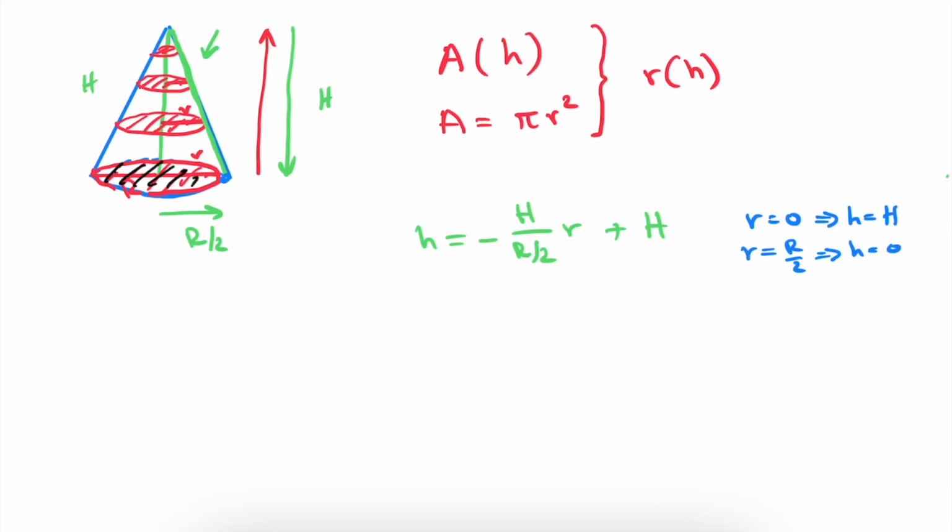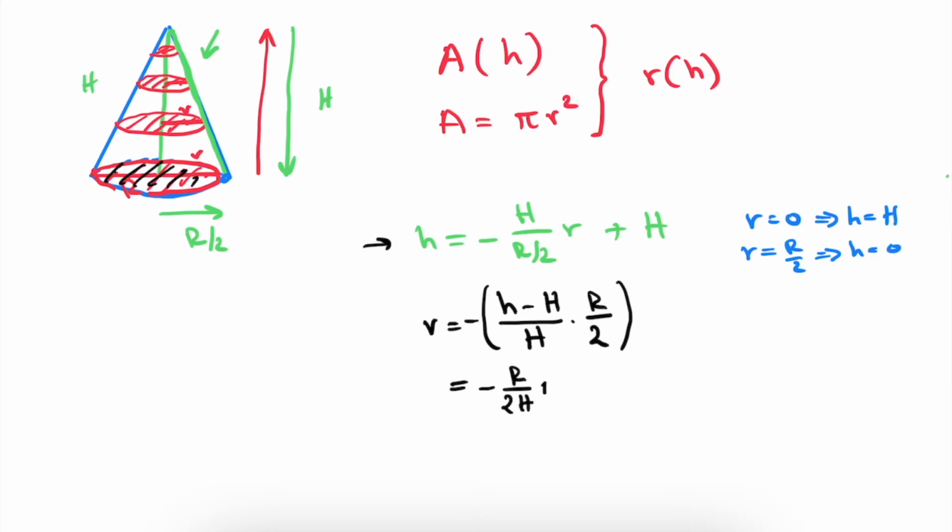However, we want it the other way around. We want R as a function of H, because then we can write A, the surface of each cross-section, no longer as a function of R, but now as a function of H. So we need to rewrite this equation. Rearranging it, we get R is equal to H minus capital H, divided by capital H multiplied by capital R divided by 2, but now with a minus sign in front of it, which can then of course be rewritten as minus capital R divided by 2H times H plus capital R divided by 2.